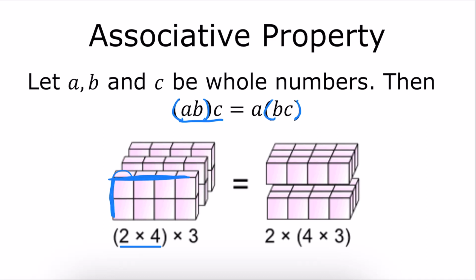And then if I multiply that by 3, I'm basically making 3 copies of that. And if I counted up the number of cubes in that shape, that would be the same number of cubes as if I did 4 times 3, where I have a rectangle that's 4 units by 3 units, and then I made 2 copies of it.